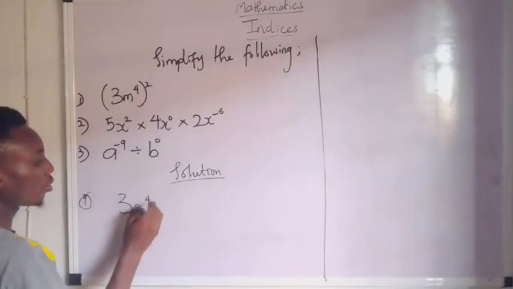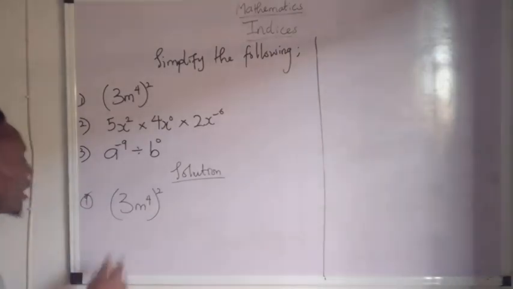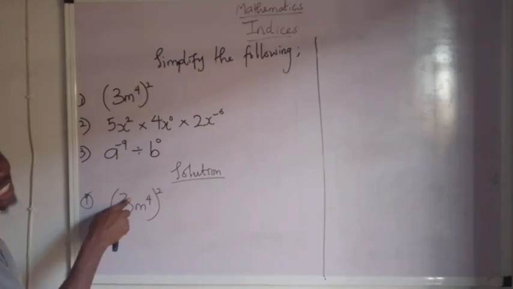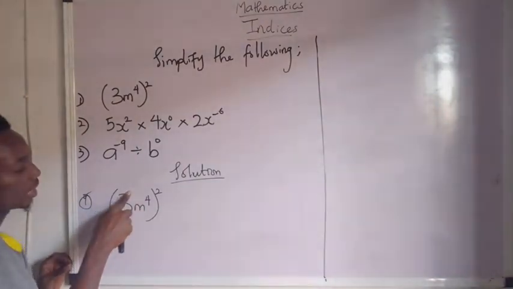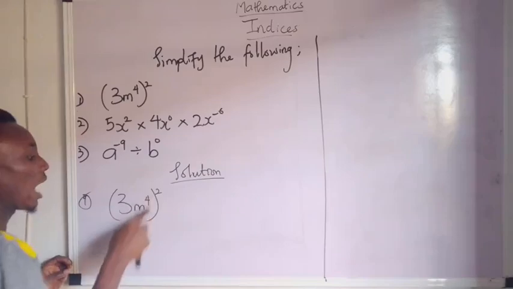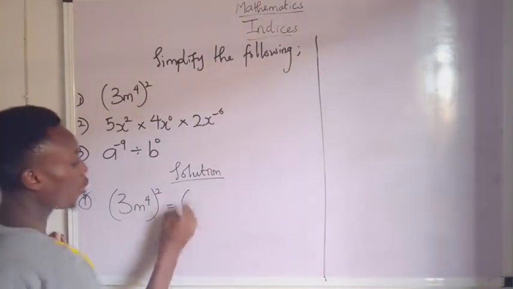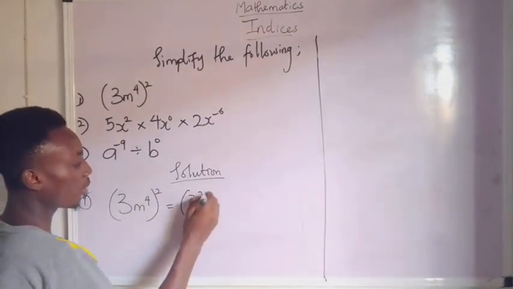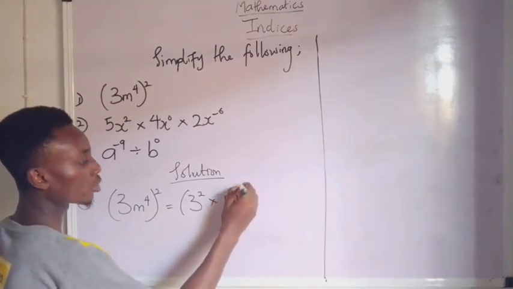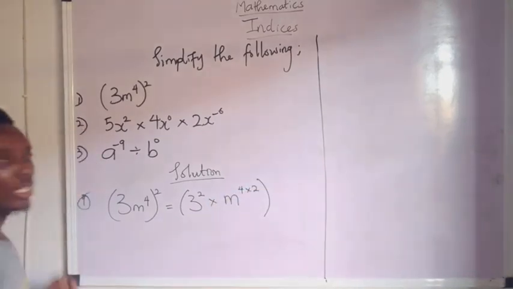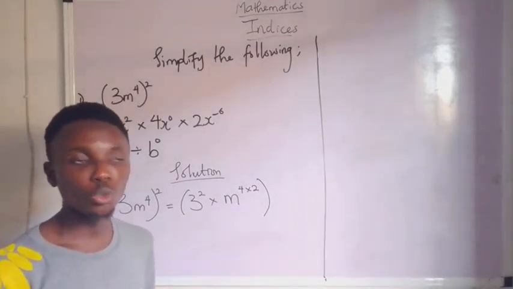3m raised to power 4, all in brackets, raised to power 2. Now I need you to take note that this power of 4 does not affect this 3 here. This power of 4 is only for m. Now this 3 will be affected by this power, and this m raised to power 4 will also be affected by what? By this power. And so when we expand the bracket, we have 3 raised to power 2 times m raised to power what? 4 times 2.